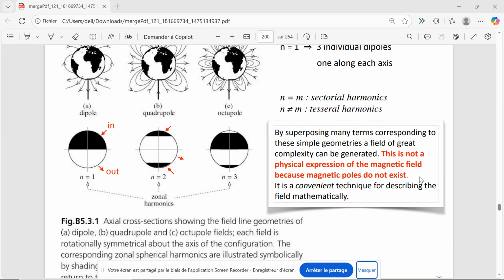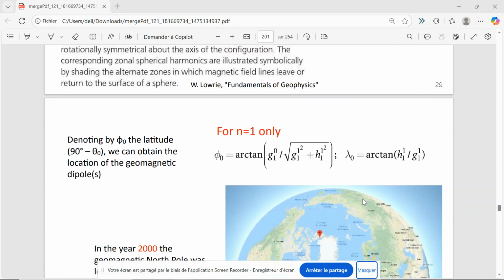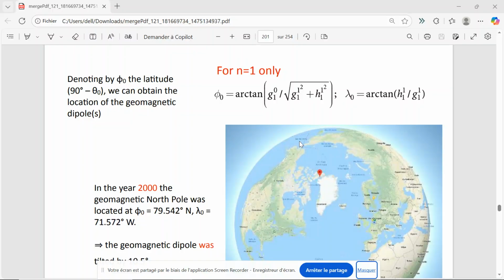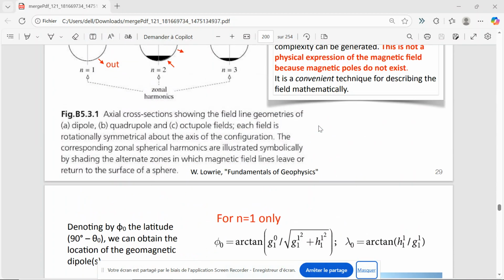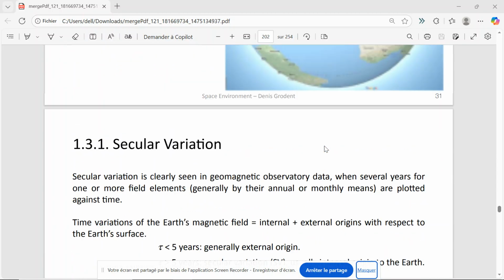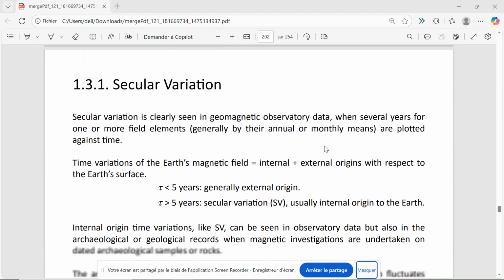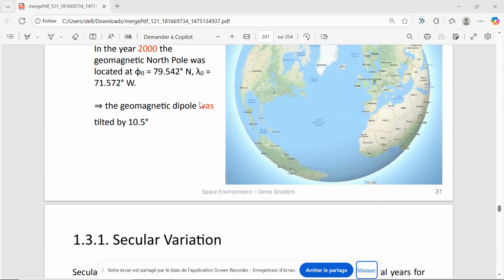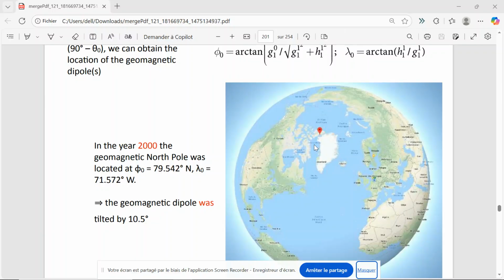This is not a physical expression of the magnetic field, because magnetic poles do not exist in reality. It's a convenient technique for describing the field mathematically. So for n equal to 1, we can find the north pole and the south pole. We see that the south magnetic pole is in reality the north pole geographically. The geomagnetic pole is tilted by 10 degrees, so it's not completely aligned like this.